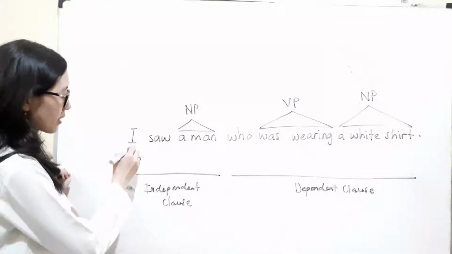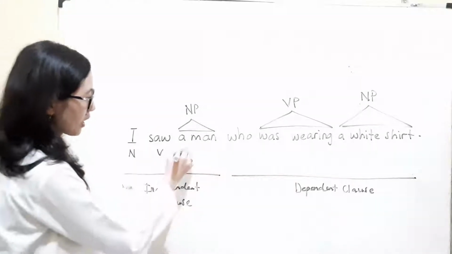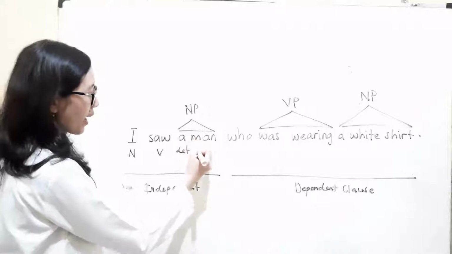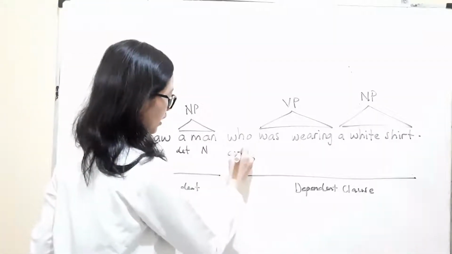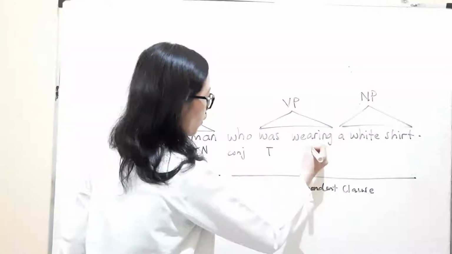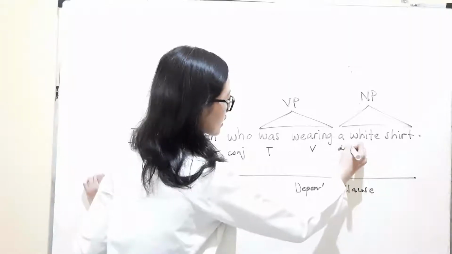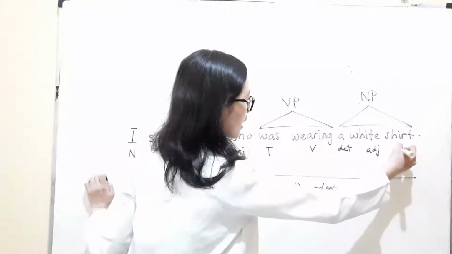I is the noun. Saw, verb. A is the determiner. Man is the noun. Who is the conjunction. Was is the tense. Wearing is the verb. A is the determiner. White is the adjective. And shirt is the noun.